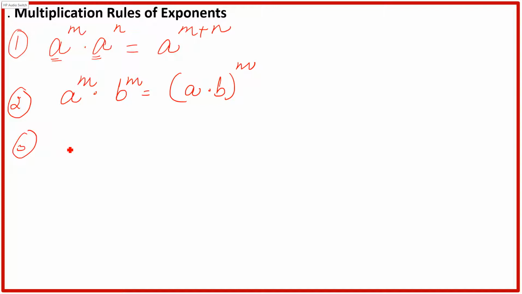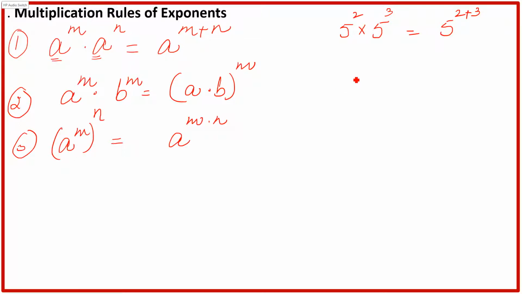Third is a exponent m, then whole exponent n, equal to a exponent m times n. Here I will give you a quick example. Suppose we have 5 square multiplied by 5 cube. If we have the same bases, we add the exponents and write the base one time only, 2 plus 3. If we have different bases but the same exponents, we multiply the bases and then we make the square.